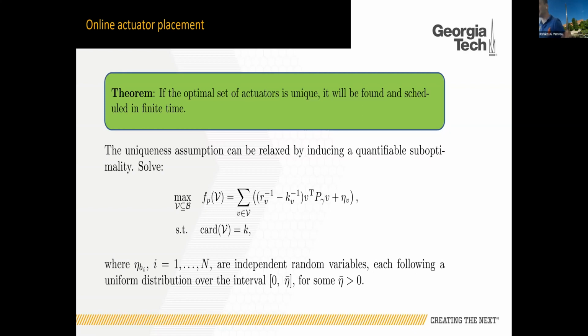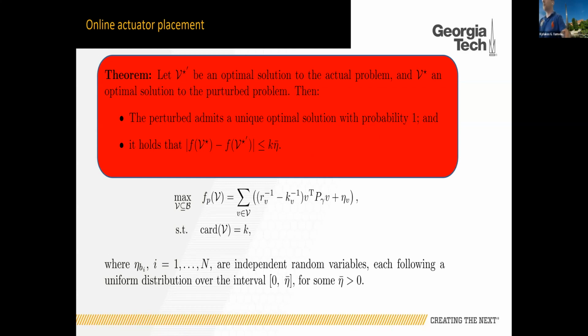So this uniqueness assumption can be realized by using a quantified suboptimality. This can be done in different ways. Of course, this can be some independent random variables, and then this can help us solve this assumption. Again, we also have proofs given for the perturbed system. I can see a typo there, but still the perturbed system admits a unique solution with probability 1, and it holds that the difference between the estimate of the optimal metric and what I computed is very, very small.